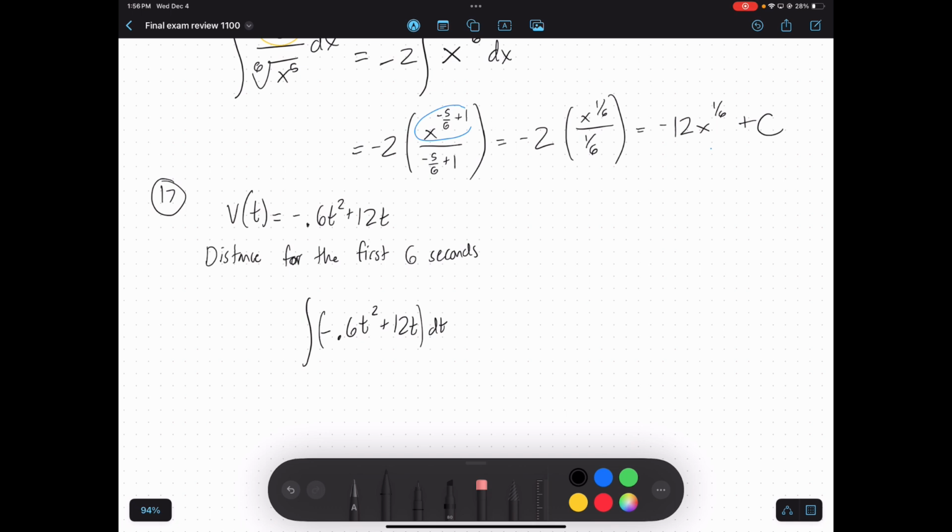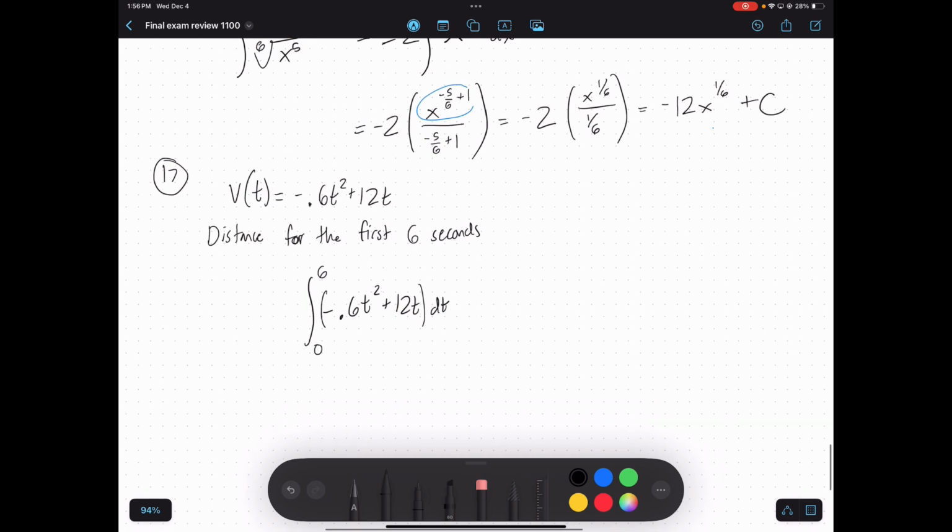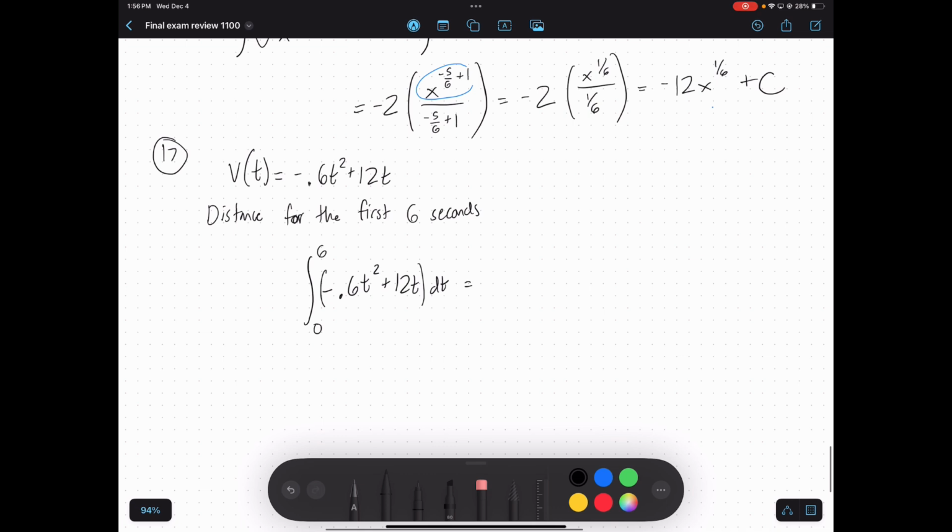Oh wait, no, it'd be 0 to 6. I want the total change over those first 6 seconds. So I'm gonna integrate this from 0 to 6, 0 seconds to 6 seconds. Okay. Very nice. How do I do this?